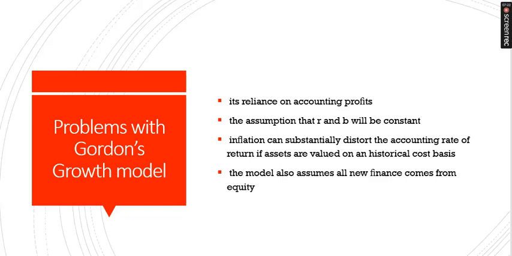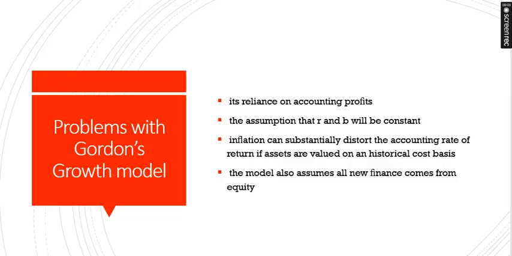Inflation can substantially distort the accounting rate of return if assets are valued on historical cost basis. This is really true. What happens if your assets are lower? You should expect to have a higher return on equity, because return on equity divides profits over assets. So if the assets are depreciating, you should expect this rate to be increasing. But when the assets are appreciating, increasing in value, then the return on equity will be decreasing.